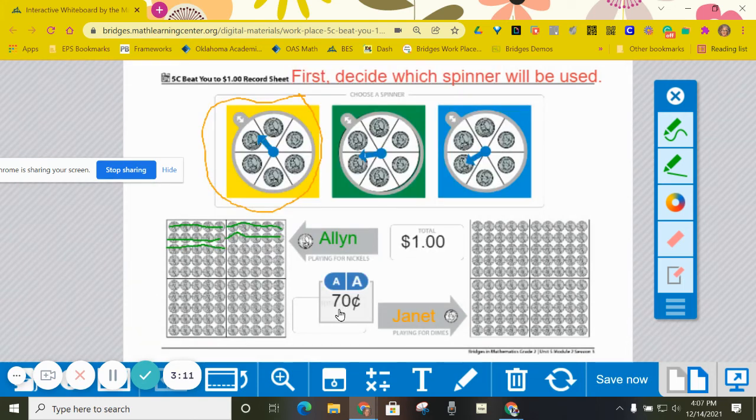All right, so now that we know how many pennies each person crossed off, we're going to find the difference between those two amounts, which would be 30 cents. And we're going to record that. And I don't have a place on this sheet, but I think you do on yours. And that is how you play Beat You to $1.